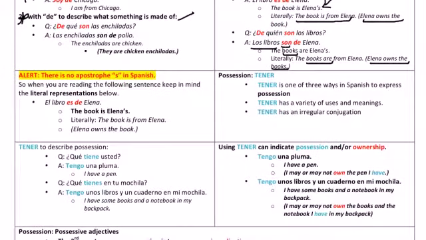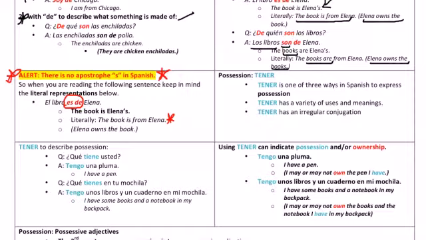What I need to make clear to you all right now is that there is absolutely no apostrophe S in Spanish at all, ever. So when you're reading the following sentence, keep in mind the literal representation below. El libro es de Elena, meaning the book is Elena's. That's what you mean to say, but that is not how it literally translates. It literally translates, the book is from Elena. And keep that in mind. Apostrophe S will never appear in Spanish in any way, shape, or form.